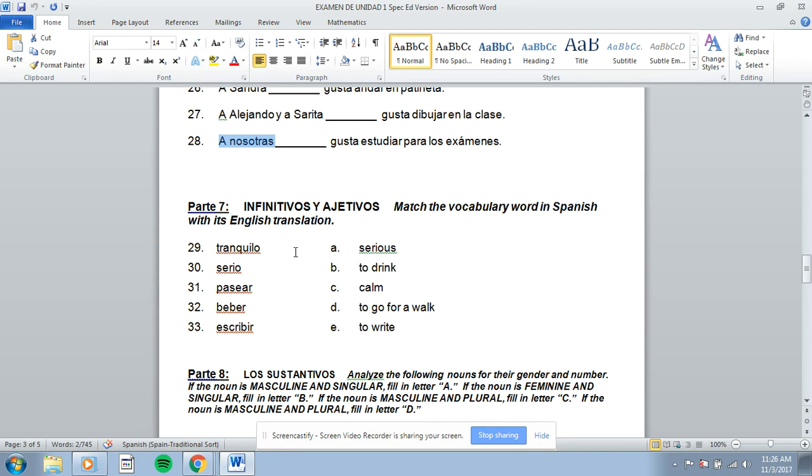Parte 7, part 7, 29, 29 is the word tranquilo. Now look at A, B, C, D, and E off to the right-hand side and tell me if tranquilo means serious, to drink, calm, or tranquil, to go for a walk, or to write. So bubble in A, B, C, D, or E, whichever one would mean tranquilo.